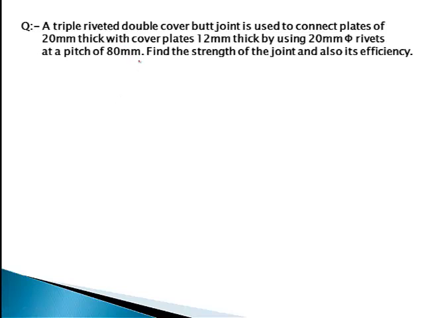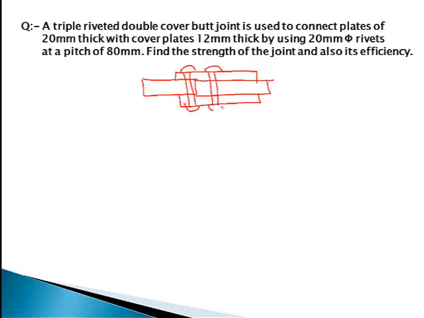It's given that a triple riveted double cover butt joint is used. So how many rivets are used? 1, 2, 3. A triple riveted double cover butt joint is used to connect plates of 20 mm thick with cover plates 12 mm thick. Now there's one interesting thing you will get.